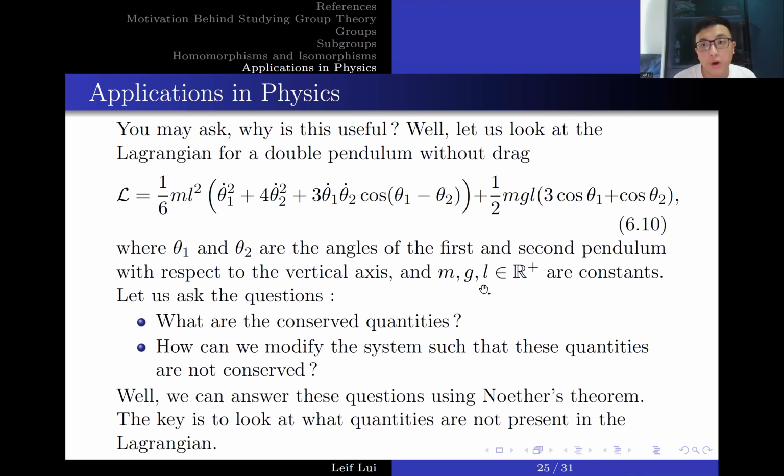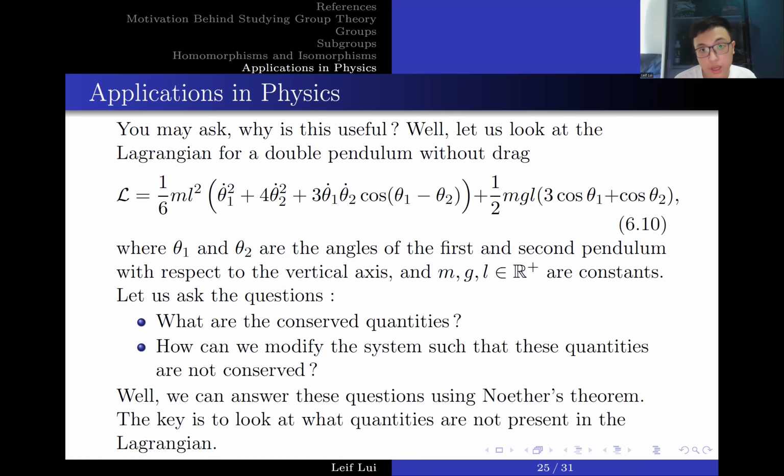So let us ask the question, what quantities are conserved? Let us look at the Lagrangian. The key here is to use Noether's theorem and see what quantities are not present. We can see that θ1 and θ2 are present. That means the system is not coordinate independent. Hence, there is no spatial translational symmetry, so there's no angular translational symmetry. So we know here that the angular momentum and linear momentum cannot be conserved. Now, what is actually conserved? We can see that the Lagrangian has no time dependence.